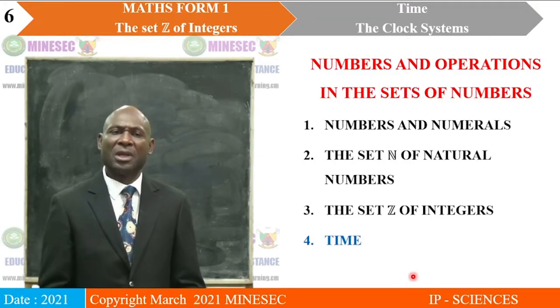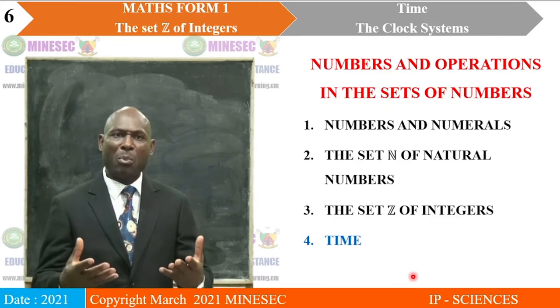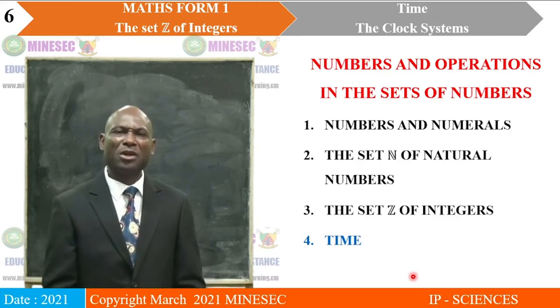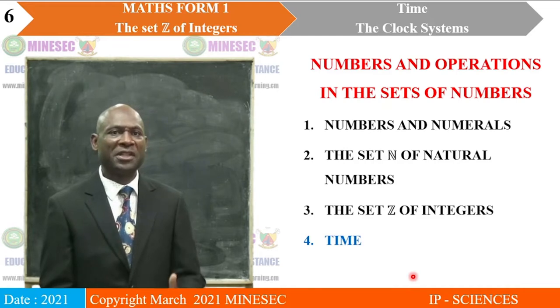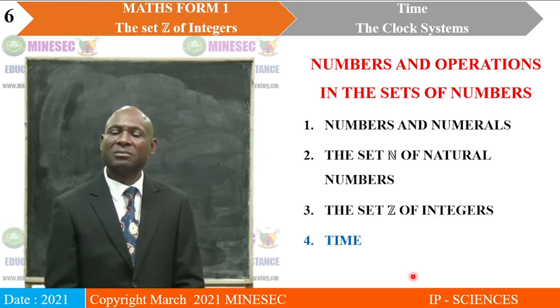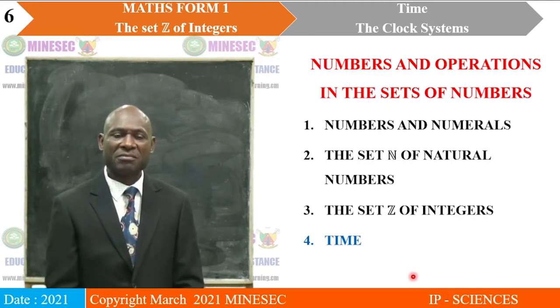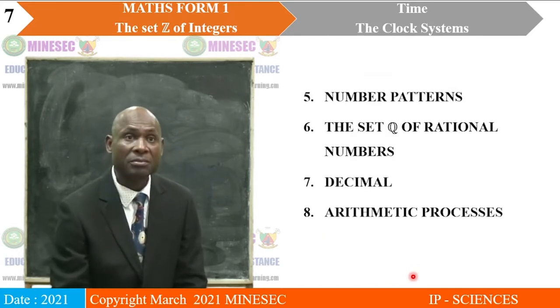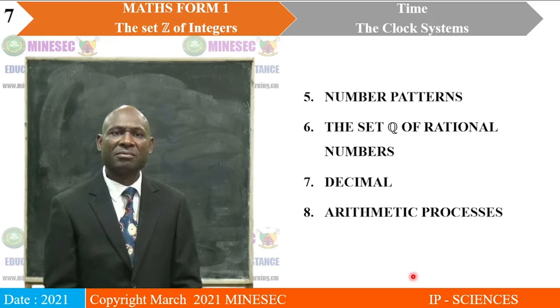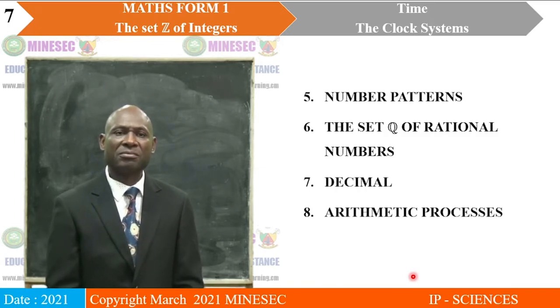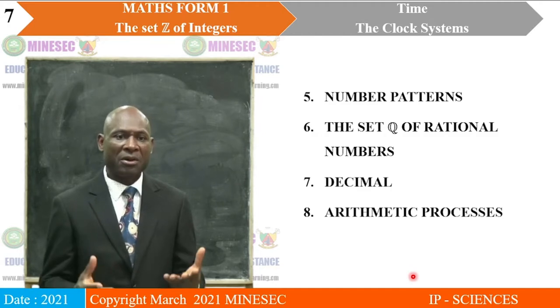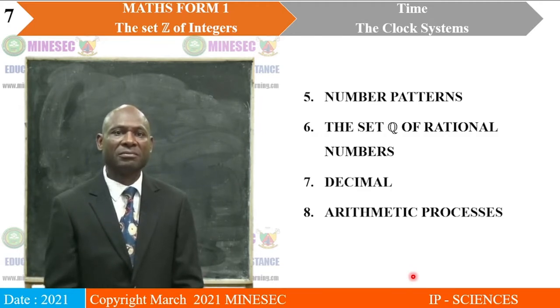Now, let's have the review of our program. We have been talking on the module numbers and operations in the set of numbers. Under this module, we have the following topics: numbers and numerals, the set N of natural numbers, the set Z of integers, time, number patterns, the set Q of rational numbers, decimals, and arithmetic processes. So these are the various topics of the module.